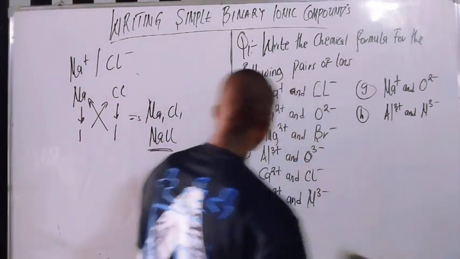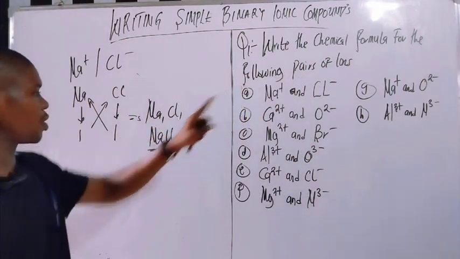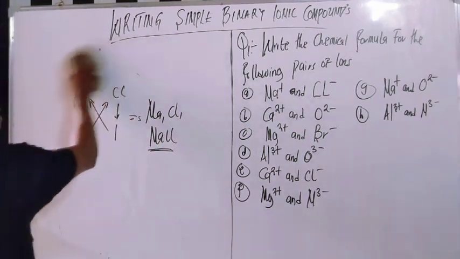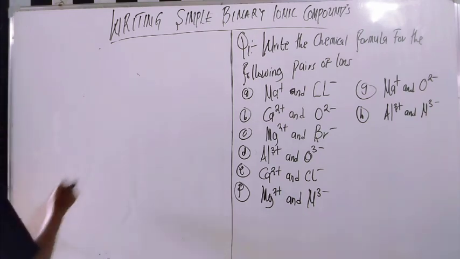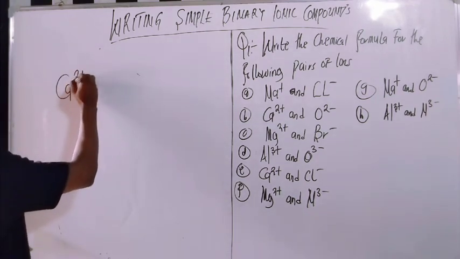So that is the first one here, NaCl. So let me look at the second one. So the second one is what? Ca2 plus and what?